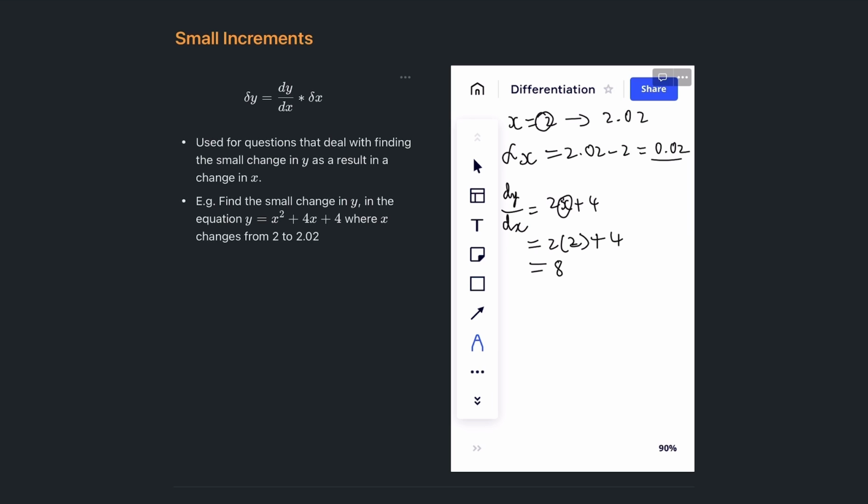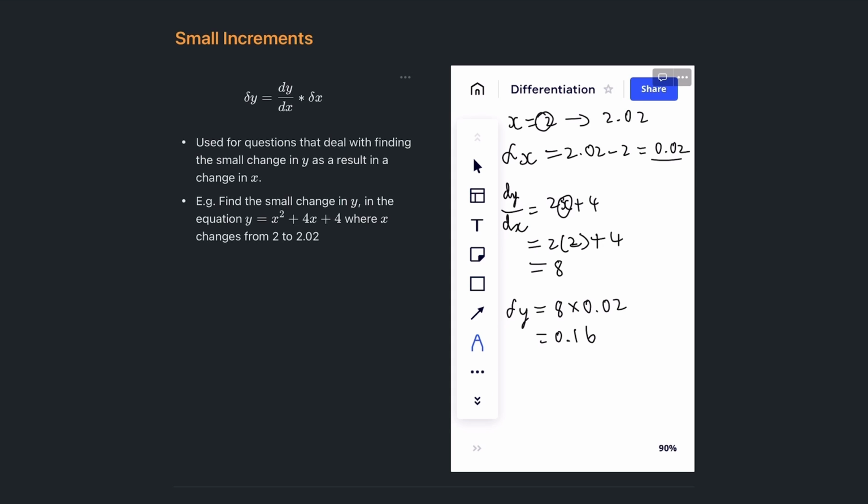So now we can see that delta y equals 8, which is dy over dx, times the change in x, which is 0.02, which gives 0.16. That's your change in y.